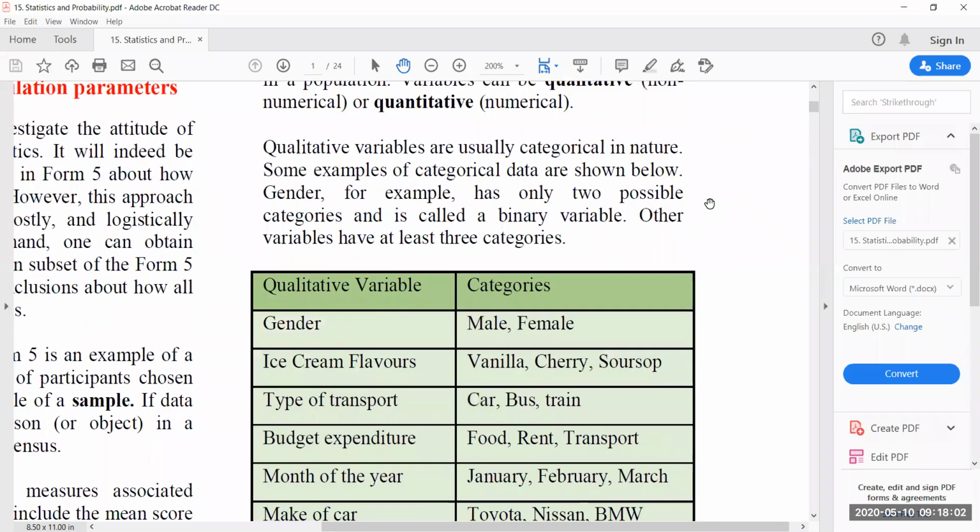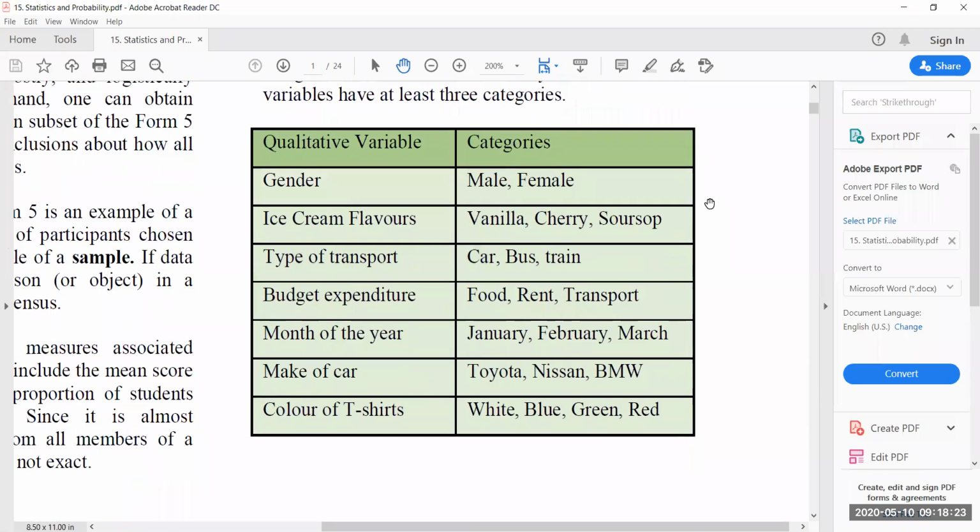So qualitative variables are usually categorical in nature. Some examples of categorical data are shown below. Gender, for example, has only two possible categories and is called a binary variable. Other variables have at least three categories. So let's look at some of the qualitative variables. For gender, we have categories such as male or female. We have ice cream flavors such as vanilla, cherry, soursop, chocolate, whatever.